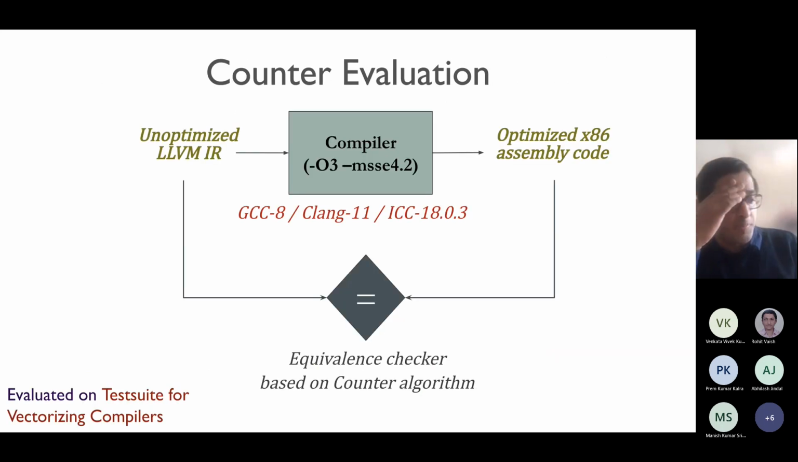For our experimental results, we applied the counter algorithm to C programs and their x86 assembly counterparts generated through three different optimizing compilers, GCC, Clang/LLVM, and ICC, with SSE 4.2 optimizations enabled. We were able to compute equivalence for a large fraction, over 90% of the programs in the test suite for vectorizing compilers, which represents one of the most challenging vectorization benchmarks. So what we have been able to show is that we are able to deal with vectorization very nicely with this kind of black box algorithm.